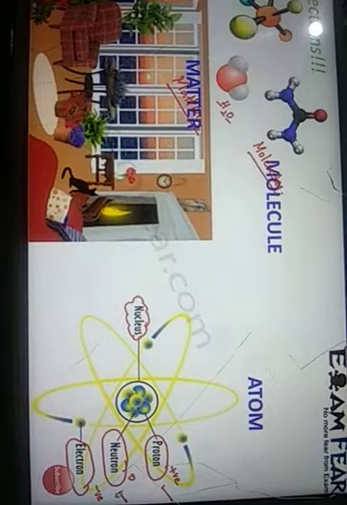So if you compare the 3 particles, out of these 3, only one is mobile. Only one is capable of moving from one place to another, and that is the electron. As you can see here, the electron is moving around the nucleus. And this movement results in electric current.